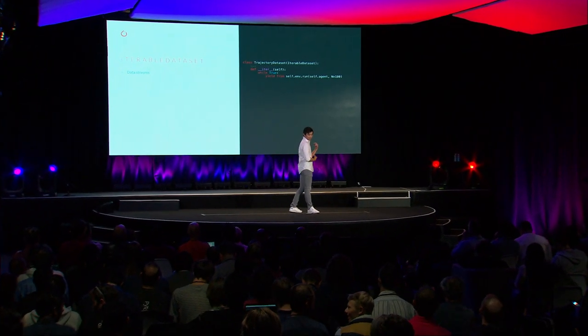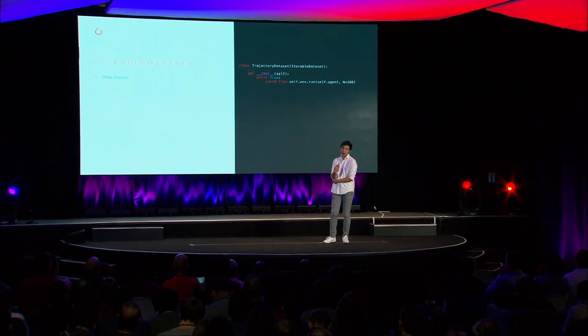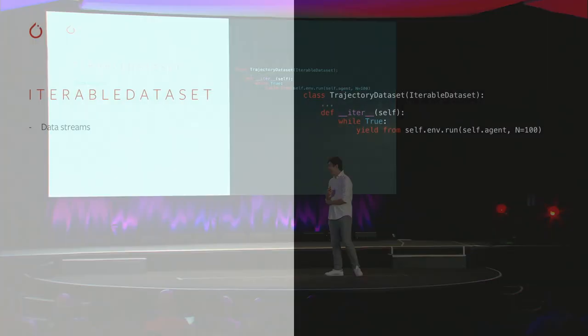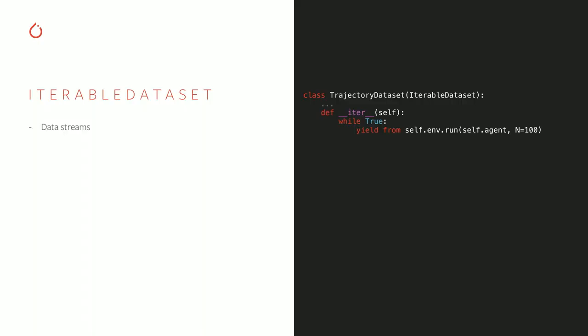In this case, it's a trajectory dataset. If you're working with robotics or reinforcement learning, you should realize that there are a lot of algorithms that essentially work on infinite streams of trajectories sampled from the environment. Now, instead of inheriting from the Dataset base class, you can inherit from the IterableDataset base class and override the iter method, which essentially yields all the trajectories you want.